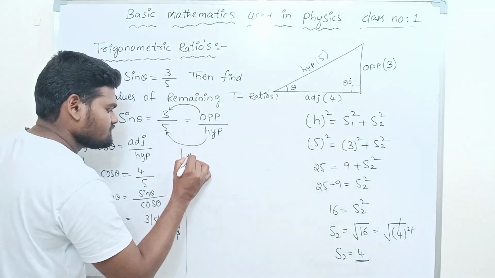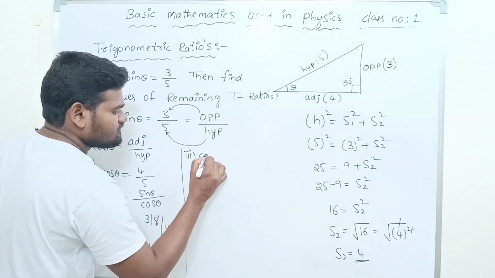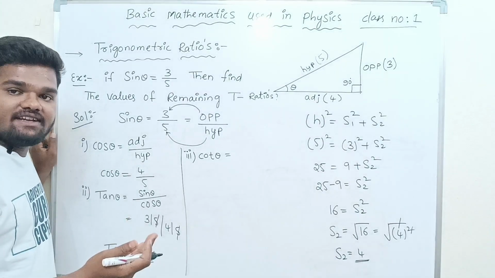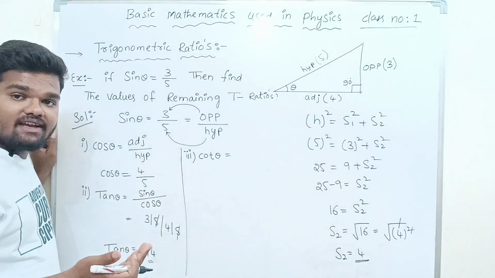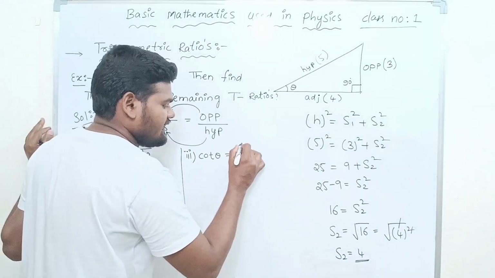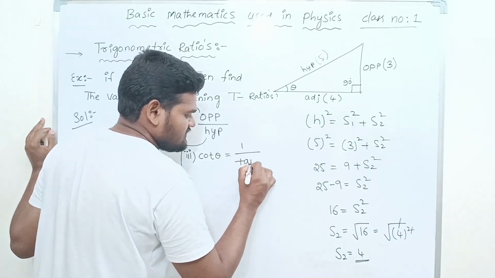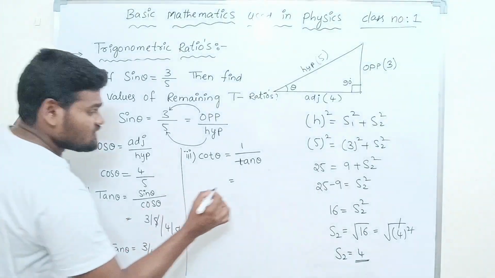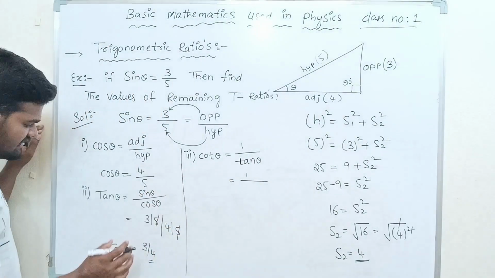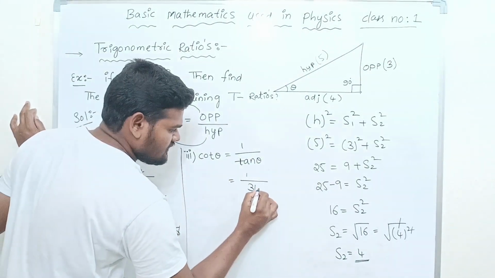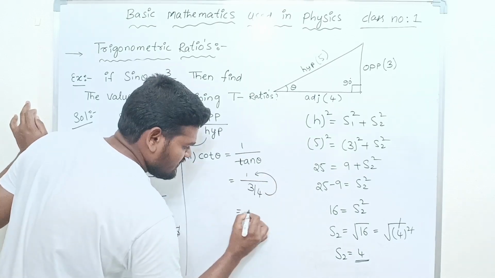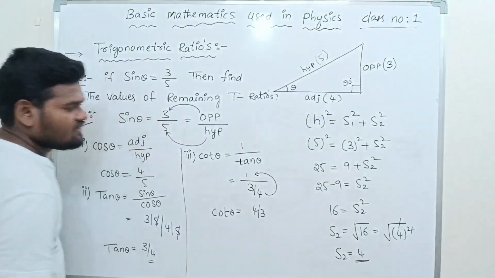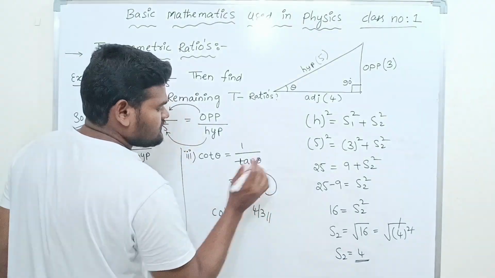So third one, cot theta. What is cot theta? Either you can use the ratio of cos theta by sin theta or the reciprocal of tan theta, whichever. I'm using the reciprocal of tan theta. Both give the same answer. So 1 by tan theta, which is 3 by 4. And 4 comes to the numerator and it becomes 4 by 3. So cot theta is 4 by 3.